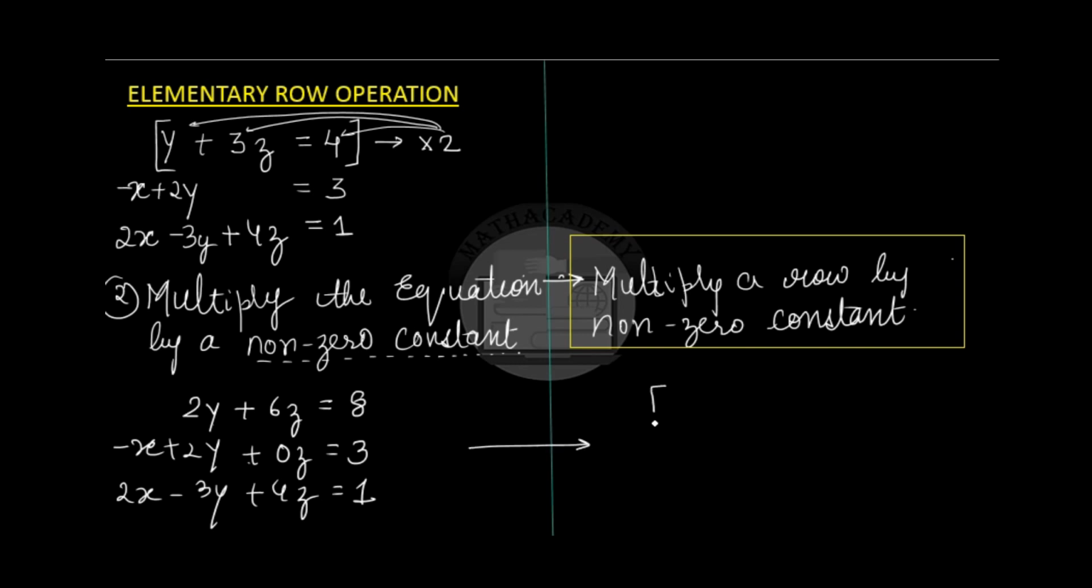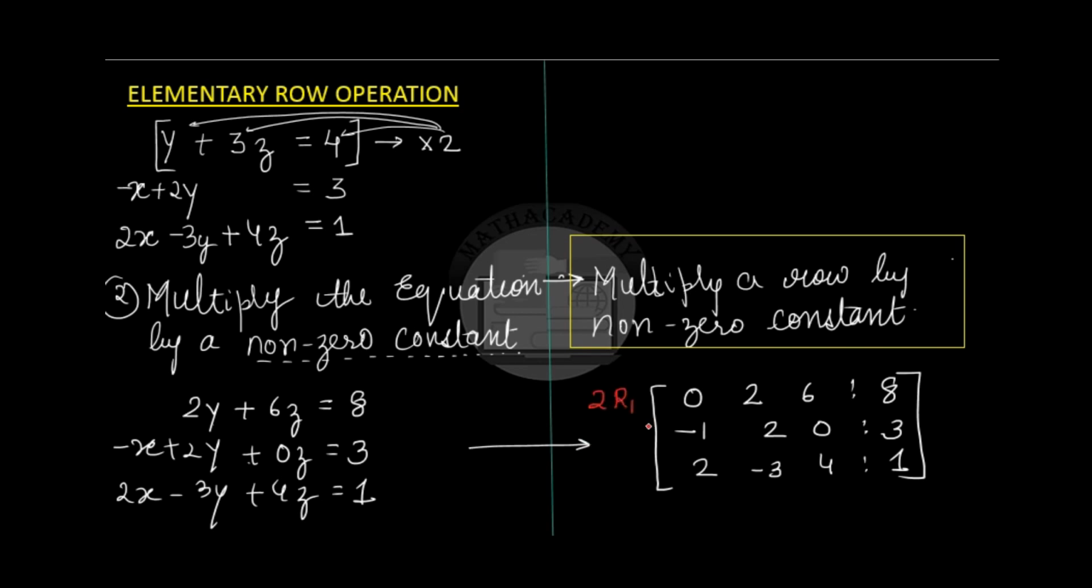So our resultant matrix comes as 0, 2, 6, 8; -1, 2, 0, 3. Row 2 and row 3 remain the same: 2, -3, 4 and 1. And what operation have we done? Let us write: we have done 2 times R1. We have multiplied row 1 by a non-zero constant which is 2.